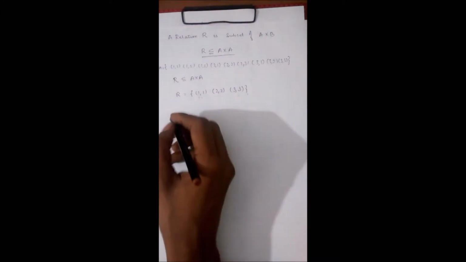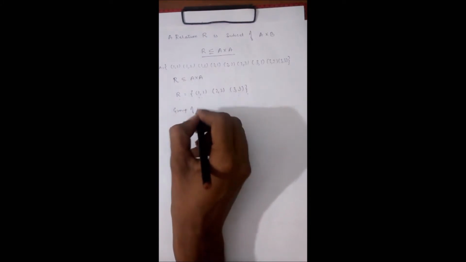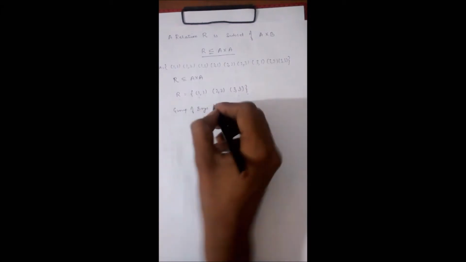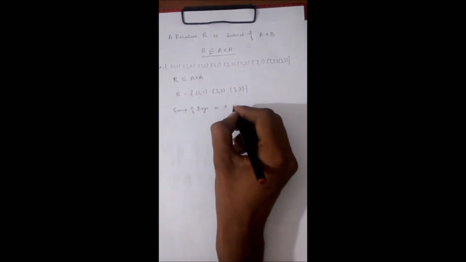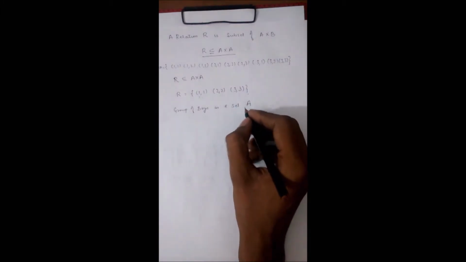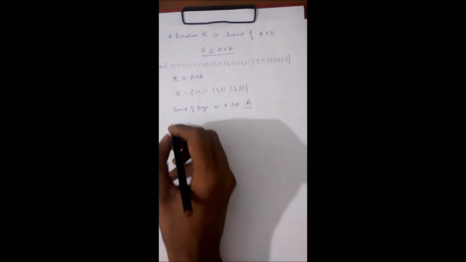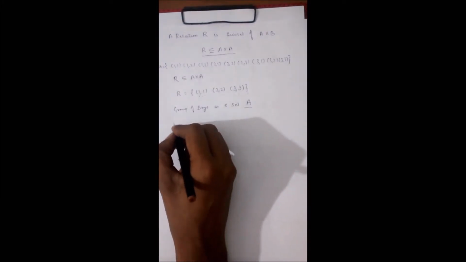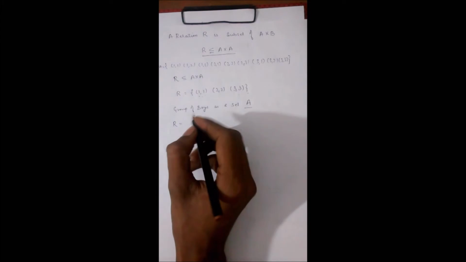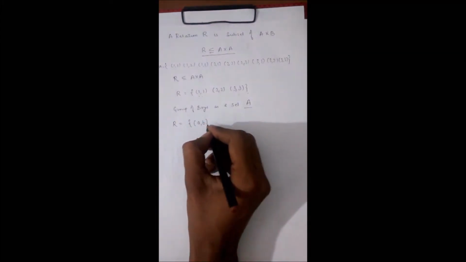Now suppose we have a group of boys as a set A. Clear? My set A is a group of boys. Now I will define a relation R equals, this will be an ordered pair like this.